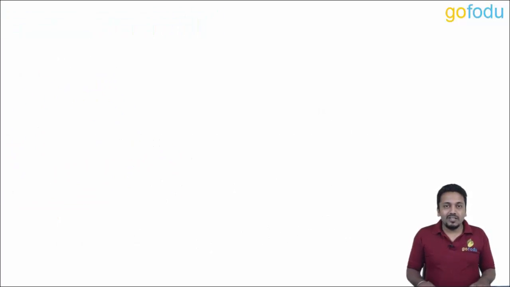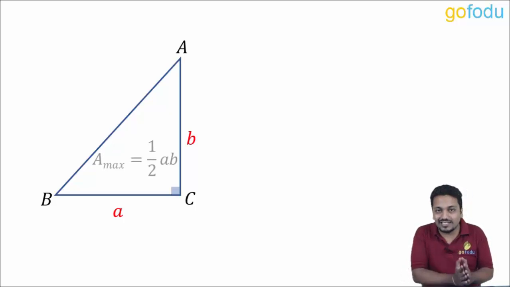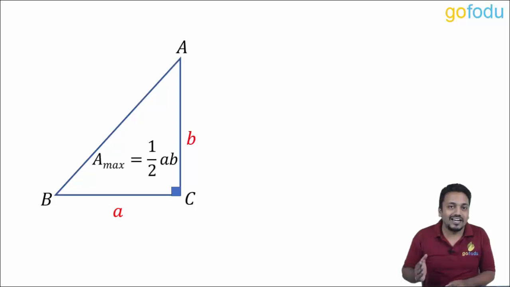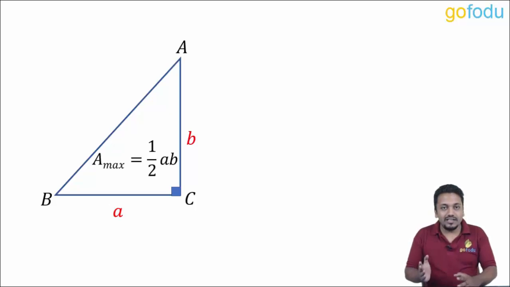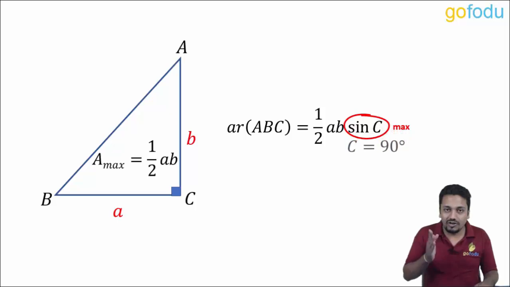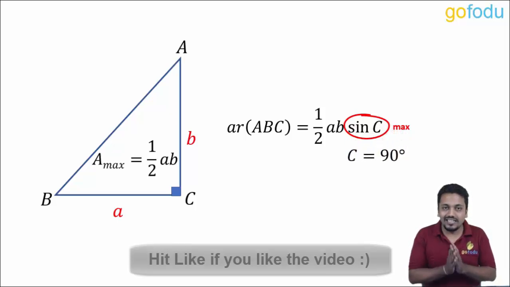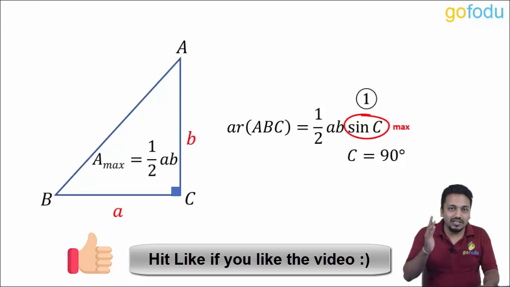Another thing is that for given two sides, when two sides of a triangle are fixed, its area will be maximum when the triangle is right angled. Why? Well, the fixed sides being A and B, area will be half AB sine C, where for maximum area, sine C should be maximum, which will happen for C is equal to 90 degree. Sine 90 is 1. For maximum area, the triangle should be right angled.